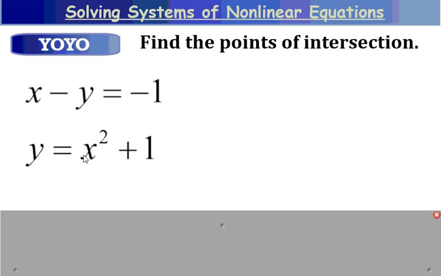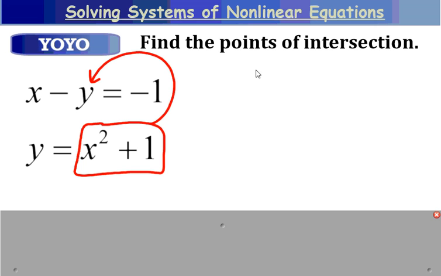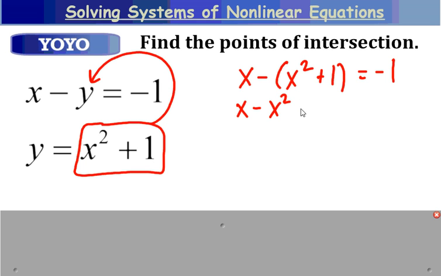Okay, first thing you need to do is decide if you're going to do substitution or elimination. Either one's fine. I think it's already set up for substitution, so I would substitute there. You then get x minus (x squared plus 1) equals negative 1. You distribute, you get x minus x squared minus 1 equals negative 1. That'll leave you at negative x squared plus x. These will cancel out, equals 0.